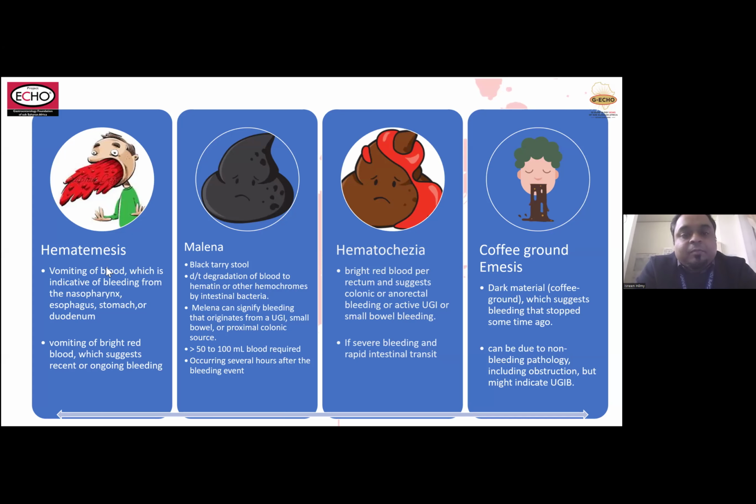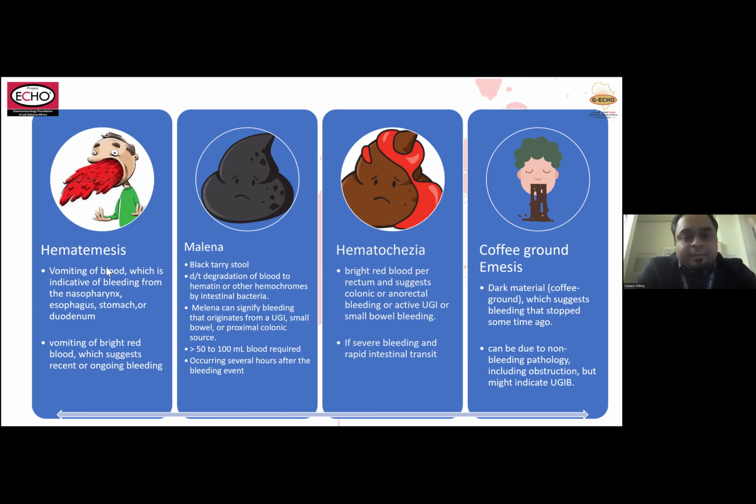And then the other common symptom would be melena. So the black tarry stools happen because of degradation of the blood into haematin and hemochromes by the intestinal bacteria. And melena can signify that it originated from an upper GI bleed. Sometimes even with colonic bleeds you can have melena, so we should be wary. At least 50 to 100 ml of blood is required for you to have melena. And it occurs several hours after the bleeding event. And even after the bleeding stops, it can be present up to 3 to 5 days.